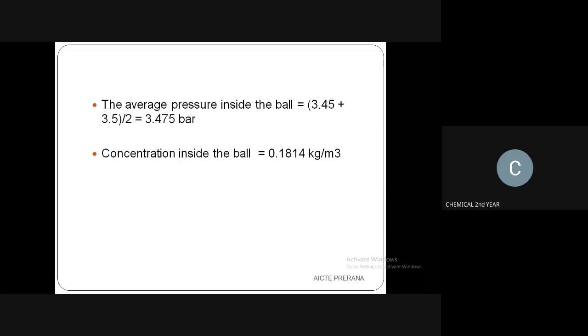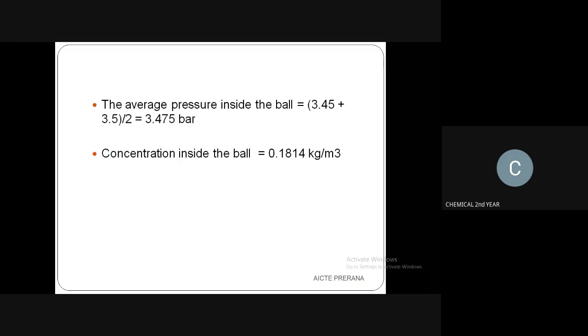Then the average pressure inside the ball is the initial pressure plus the final pressure divided by 2. So 3.45 plus 3.5 divided by 2 is equal to 3.475 bar.